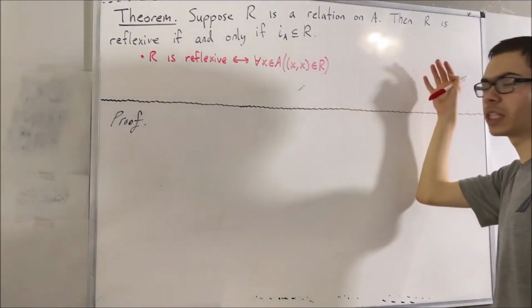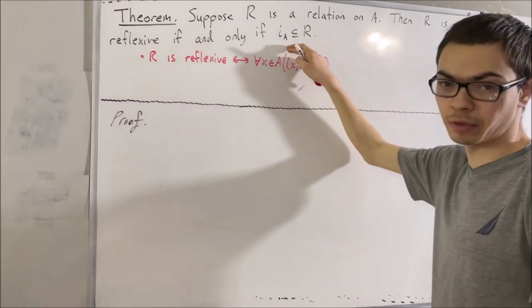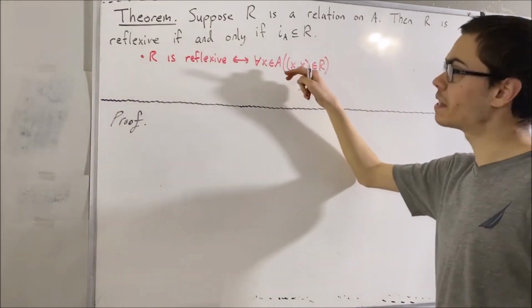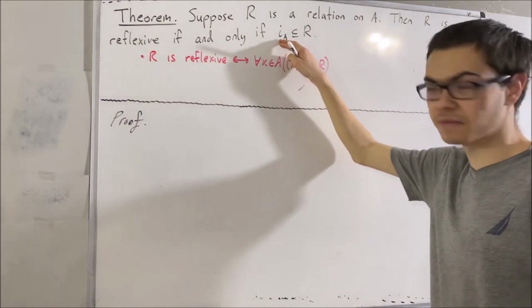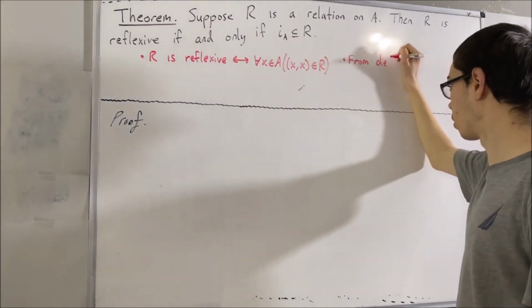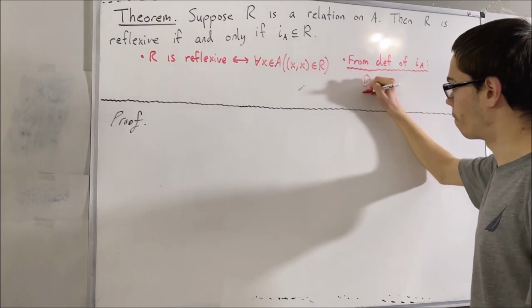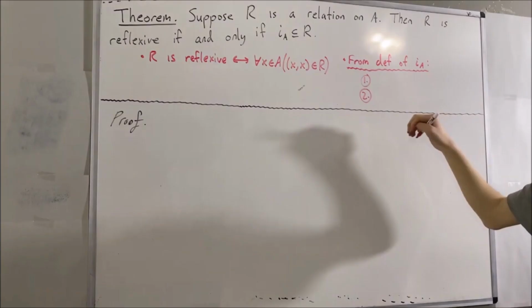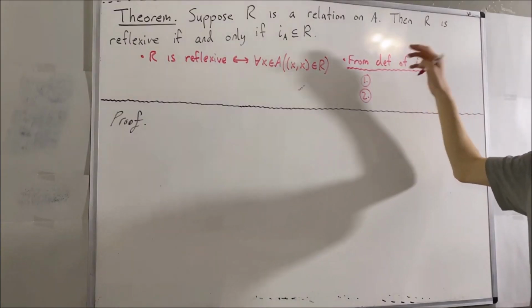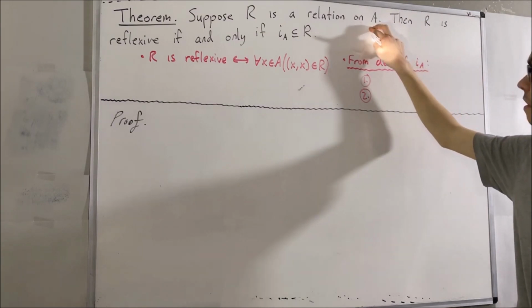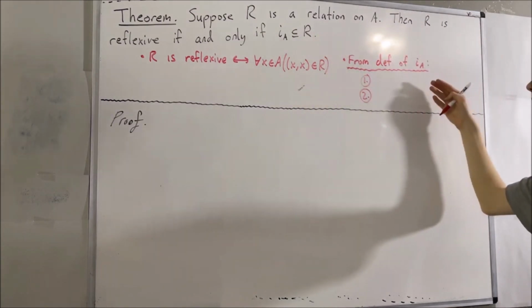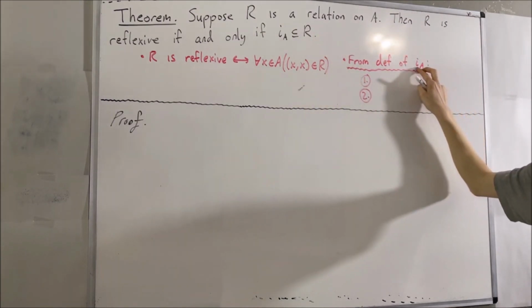And now, I would like to write some facts about the identity relation. Now, from the definition of the identity relation, there are two important facts. The first being, for every element x in A, we have that x comma x is an element of the identity relation on A.